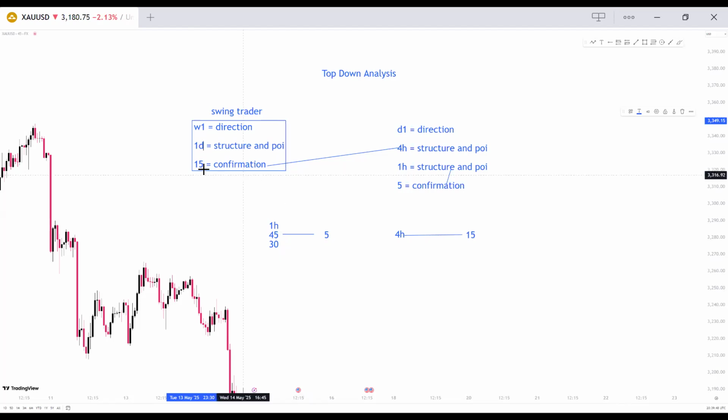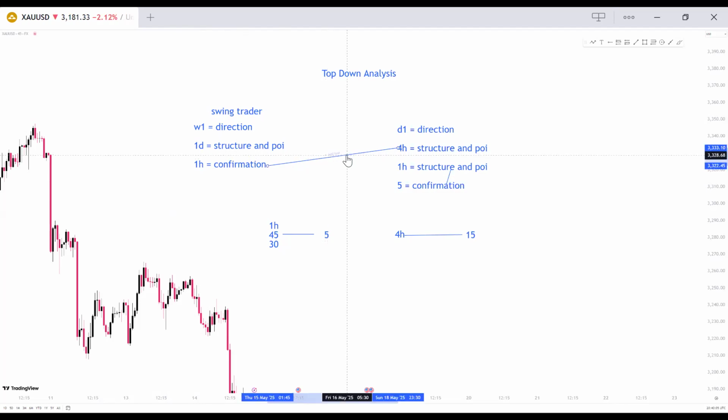Daily time frame. Then 1 hour is for confirmation. You use 1 hour for confirmation. This is how the swing trader trades. Your POI and structure should be on the daily time frame. This is what you should use for swing trader.